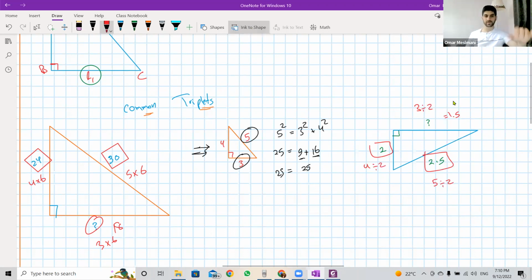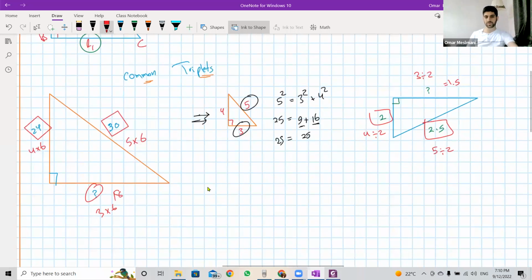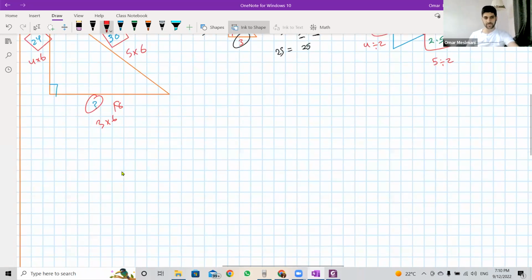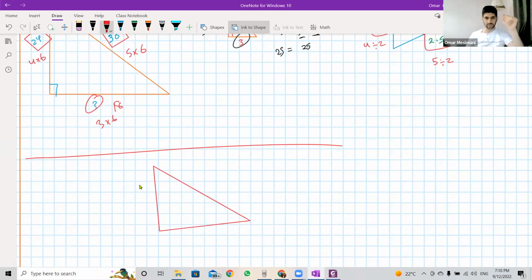Okay, these are the triplets. We have one more triplet, but it's not that common, but you have to know it. The second triplet is so common. It's 5, 12, 13. If you want, I can prove it to you.